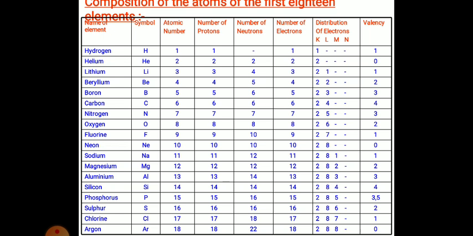If you look at its distribution, in the first shell, that is K, and in the second shell, you will notice that in carbon the first shell has 2 electrons and the second shell has 4 electrons. And its valency will be 4, because to complete its octet it requires 4 electrons. So this is all about carbon.